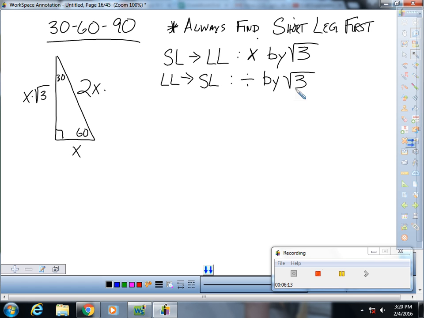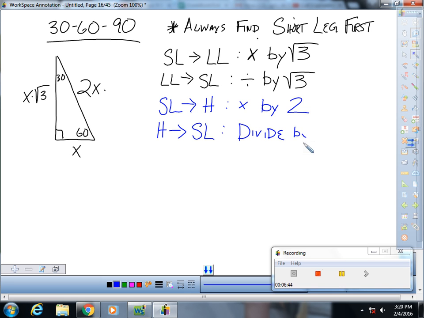Okay? If we have the short leg, so this is all still the same thing. If we have the short leg and we want to find the hypotenuse, well, short leg to hypotenuse, that's getting bigger. So we will multiply by 2. Okay? And what if we have the hypotenuse and we want to find the short leg? Well, we want to divide by 2.